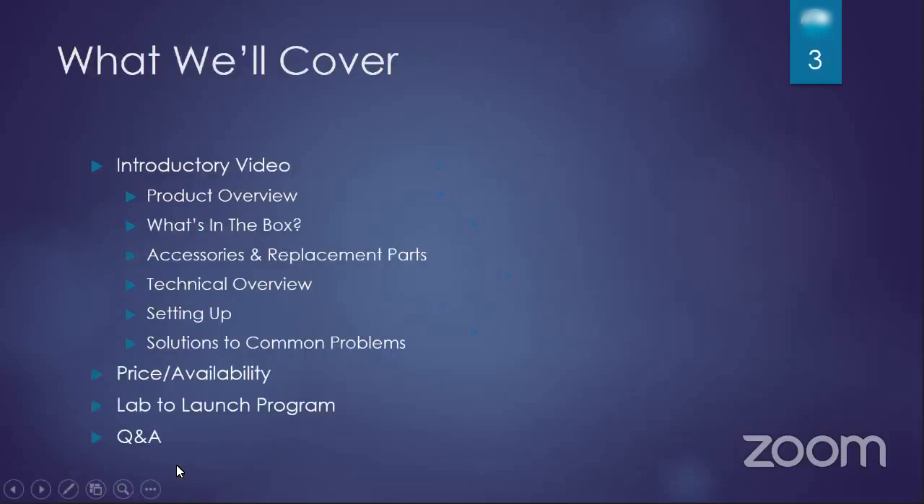What are we going to talk about today? The first thing we're going to do is go through an introductory video that will have a product overview. Then it will talk about what's in the box. What do you get when you order a PCO-7121? What accessories are available? What replacement parts are available? We'll talk about a technical overview. We'll talk about setting up the unit. And then we'll discuss solutions to common problems.